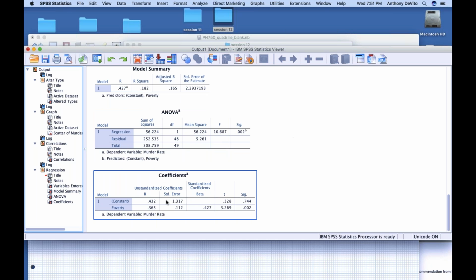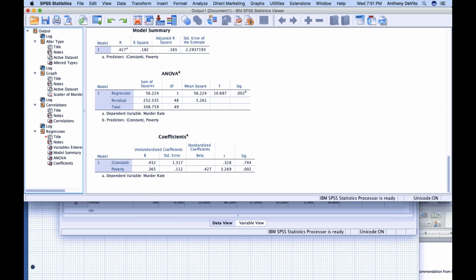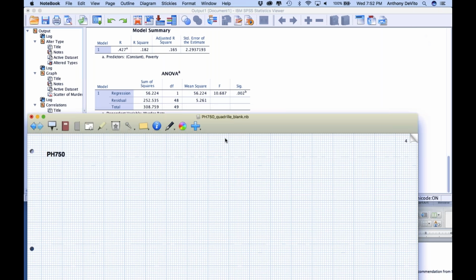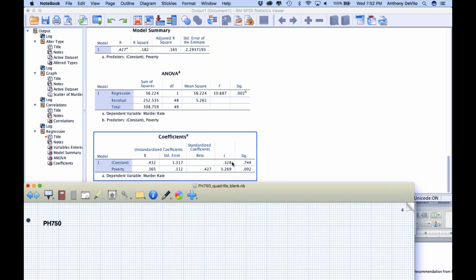So let's take a look at this. Let's take a look at our chart down here, and we take a look at our constant and our poverty level in our coefficients table. Now, what does that tell me? That tells me that if I were going to draw that best fit line, it would be represented by the formula y. Okay, I'm going to use the notation in the lecture.